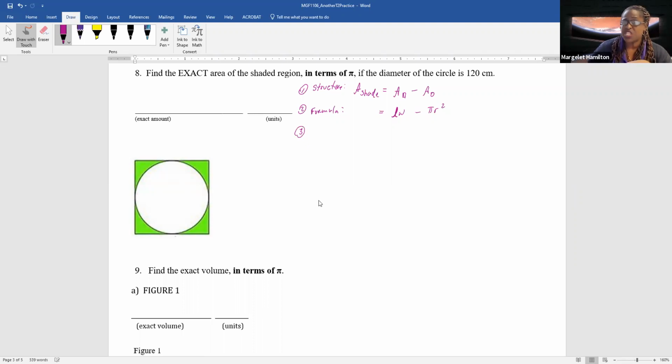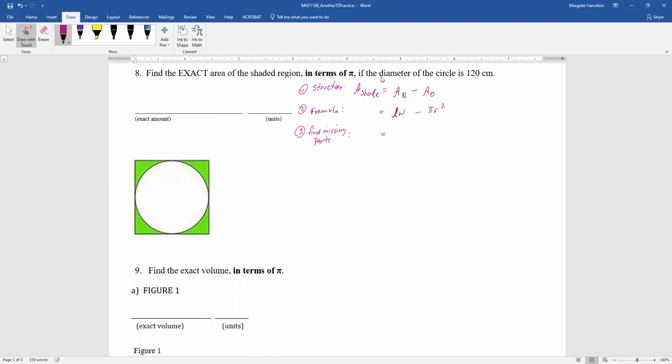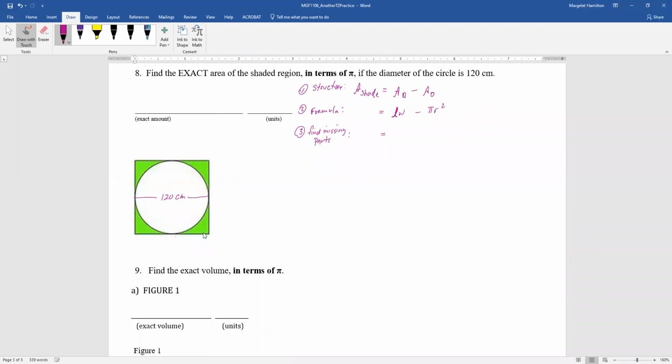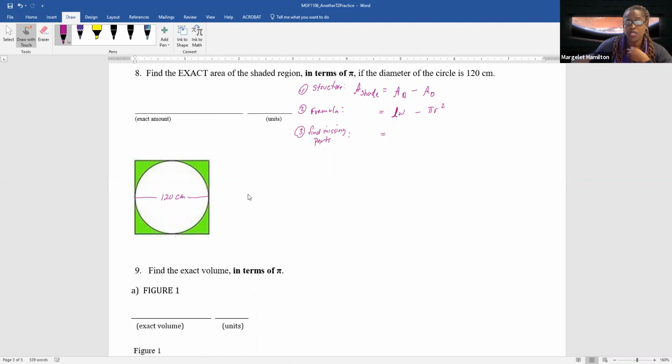Now my third step. Do we have all the parts we need to use the formula? Okay, find missing parts and then after we finish finding them, plug them in. Do we have a length and the width? They told us the diameter. We have 120. The diameter is 120 centimeters, right? So if it's a square, then we have a length and a width, and it's 120. So 120 times 120. We agree with that.